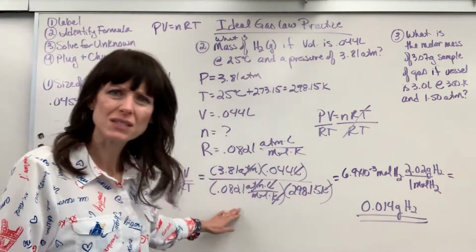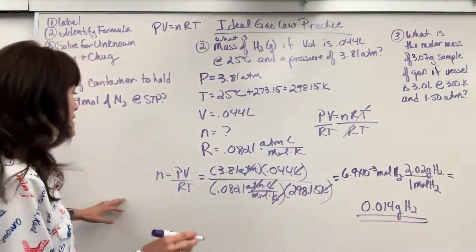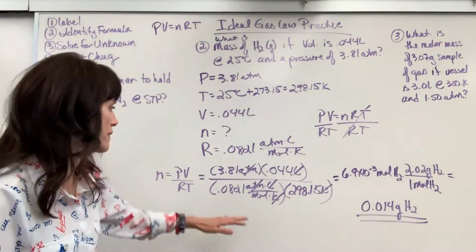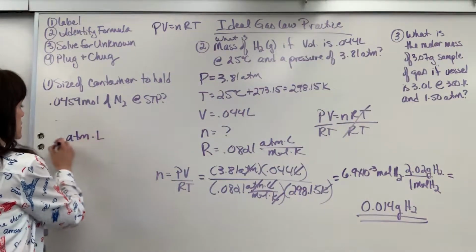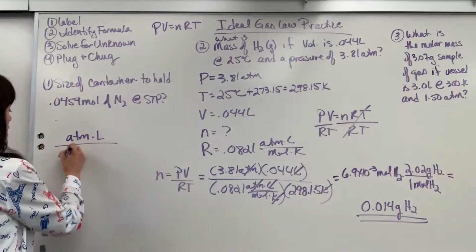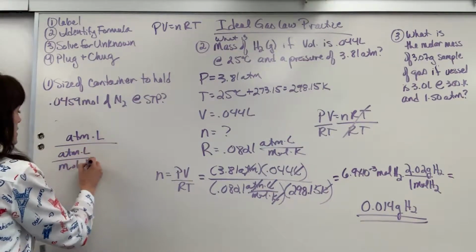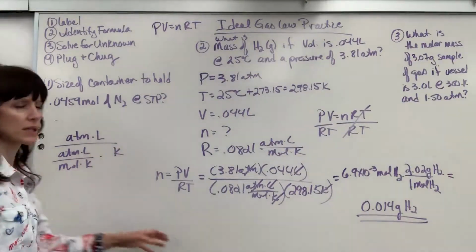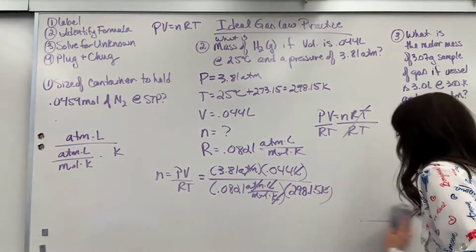Now, these units may have been confusing for you. I want to break out the units and look just at those for a second. Let's just do the units on this problem. You have ATM times liter divided by mole times Kelvin, times Kelvin. Let's do just this part. I want to make sure that you can see how to do these units.